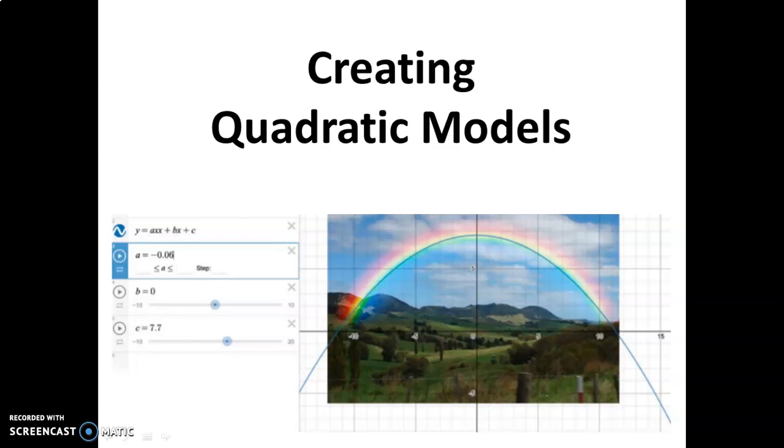Hello, welcome to your lesson on creating quadratic models. What this means is creating quadratics, or equations of parabolas, that match real world data or real world objects that we know have a parabolic shape. Let's take a look. We're going to look at it using Desmos, but we're also going to use our graphing calculators to do this.